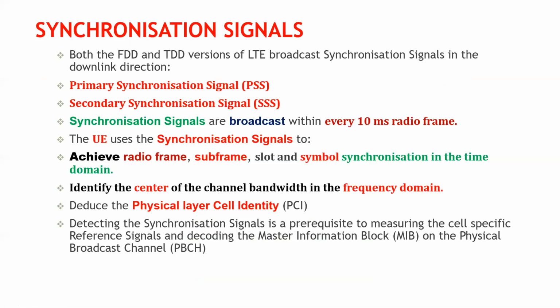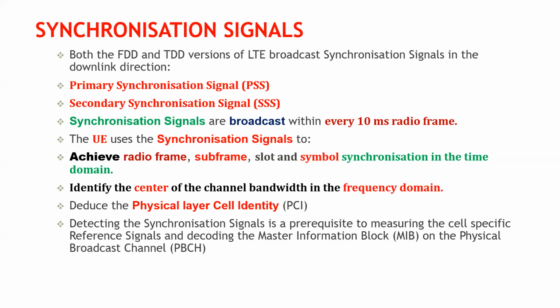I'll come back to what the cell search procedure is. During this process, the time and frequency synchronization between the user equipment and the E node B is achieved. So the purpose of synchronization signals in the downlink is to facilitate the cell search procedure. During this process, the time and frequency synchronization between the user equipment and the ENB is achieved, and the cell ID is also obtained.